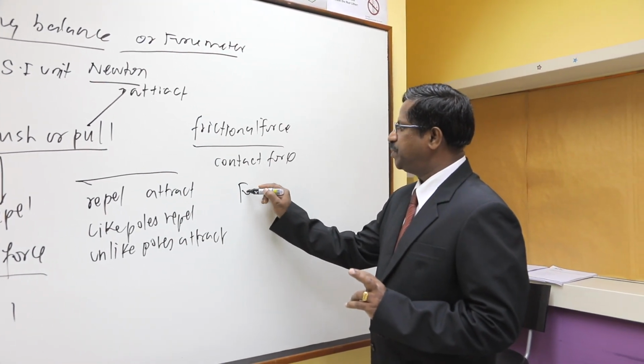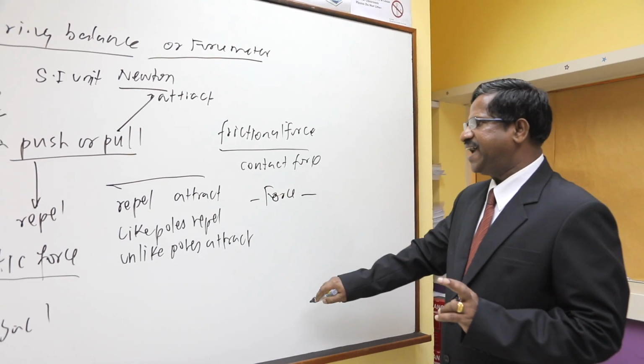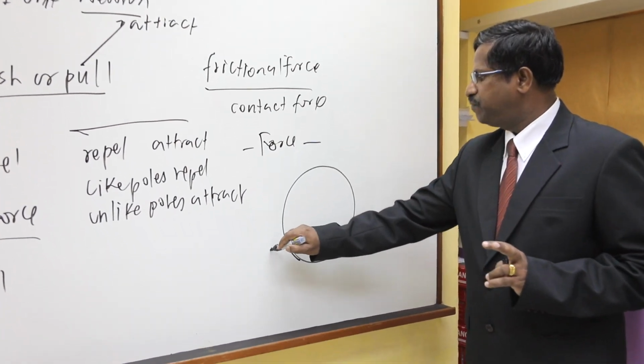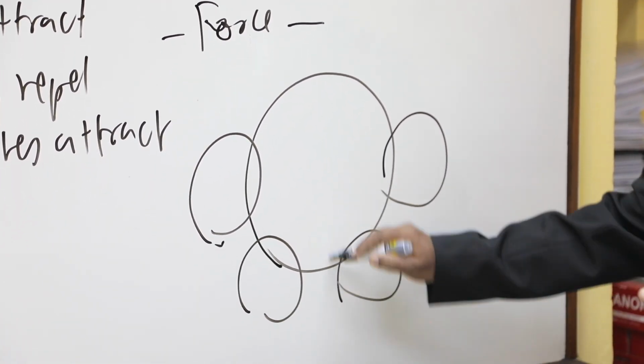Right. We are talking about force. What can force do? Force can do 7 actions. I want to show it in wheel form. Okay, 7 actions force can do.